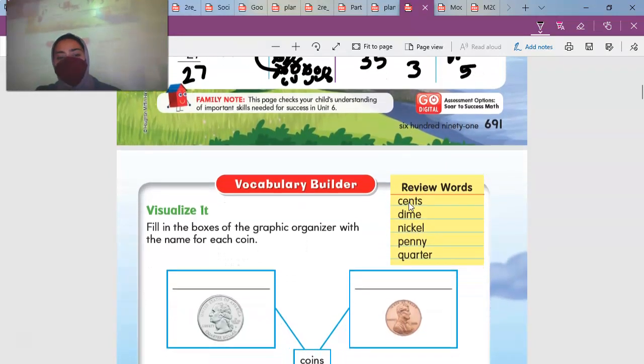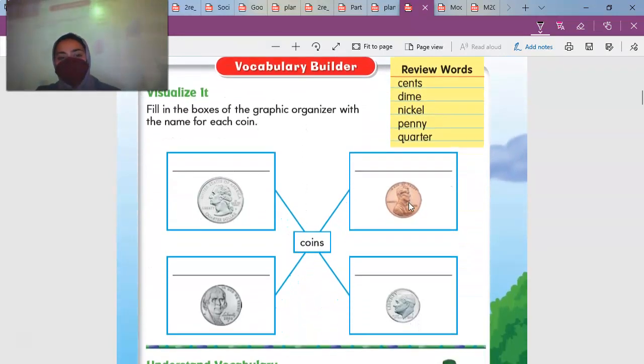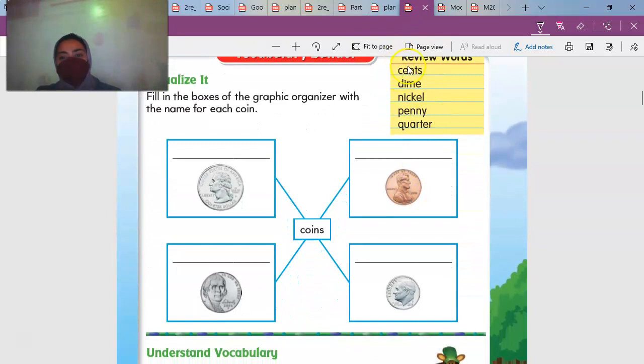All right, find the box of the graphic organizer with the name for each coin. That's easy. Here are the review words. We're going to plug them in the right spot. What is this called, class? Quarter. How much is a quarter worth? 25 cents. What is this coin called, class? A nickel. Very good. And how much is this coin worth?